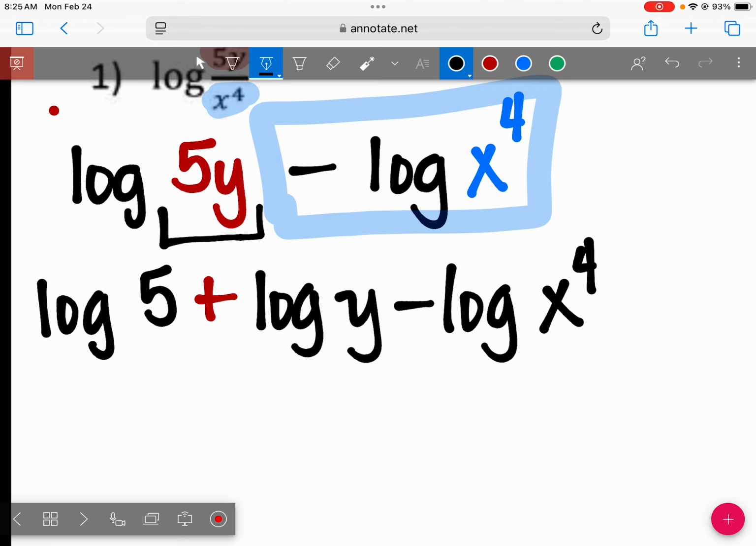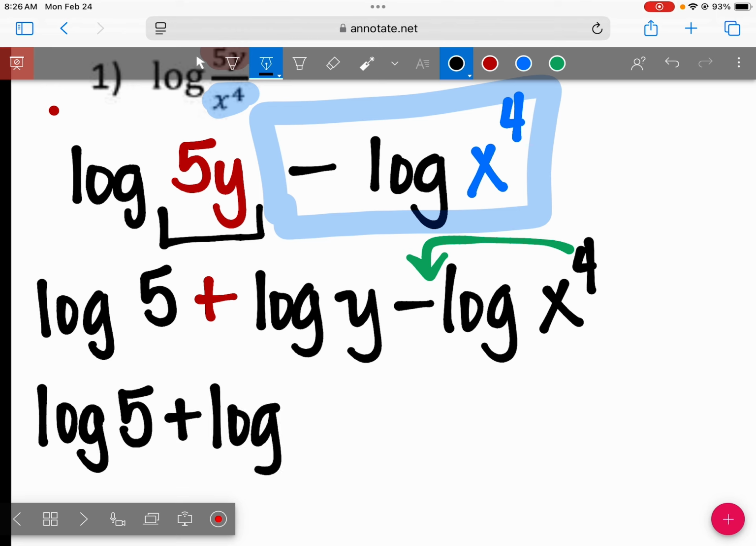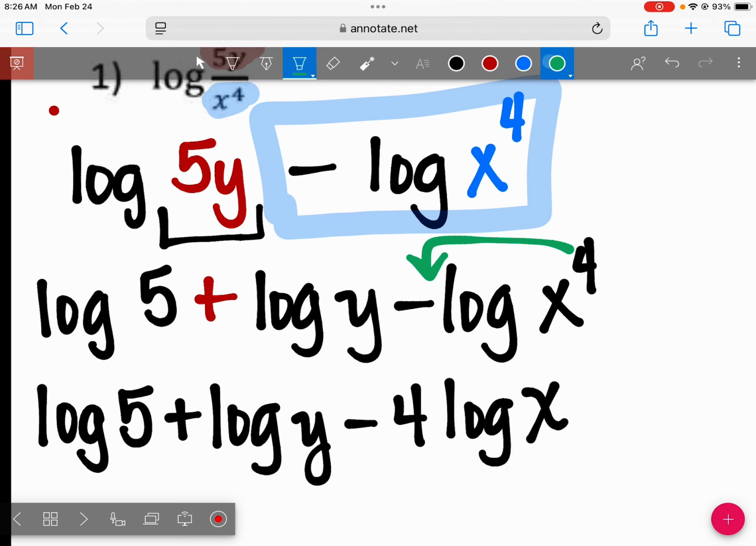And then the last thing you're going to do is if you see an exponent, we're going to move it to the front. So 5 doesn't have an exponent. Y doesn't have an exponent. But this x does. So we're going to move that here, right to the front. So it would be log of 5 plus the log of y minus 4 times the log of x. And that would be your final answer.